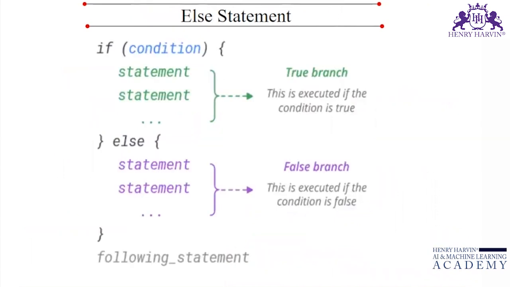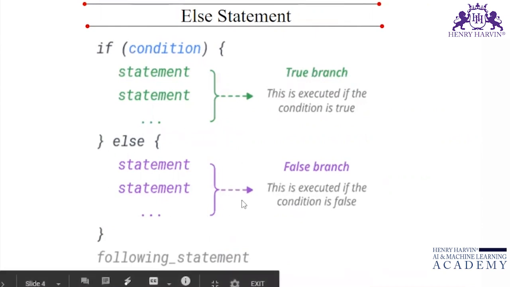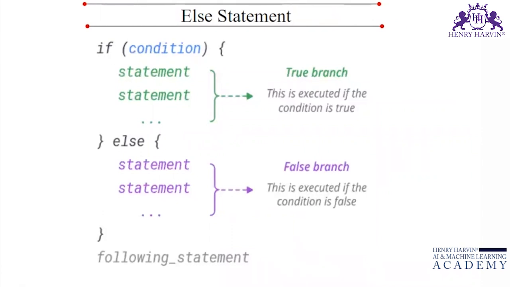Next is the else statement. The if statement is used when the condition is true, and at that time the if block is executed. But if the condition is not true, it is false, and at that time the else block is used. Now else says if the first condition is not met, then execute the second statement.